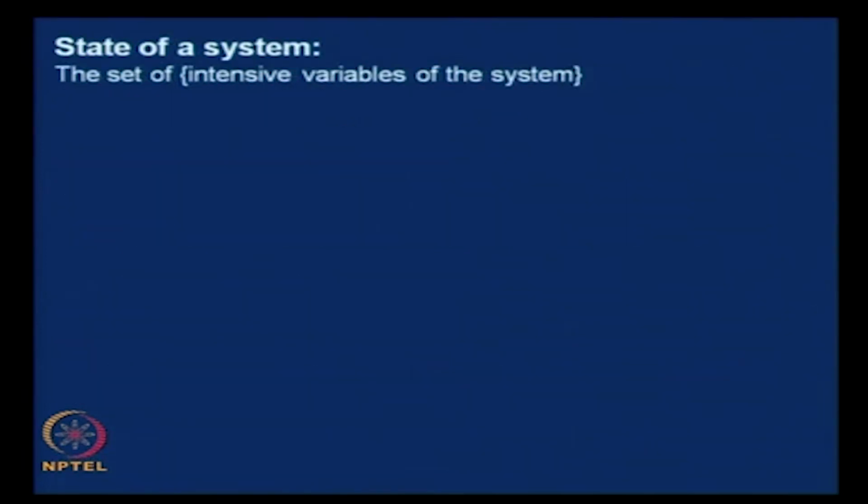The next concept that we will review is the state of the system. The state of the system refers to nothing but a set of intensive variables of the system. For example, a system is at a particular pressure, temperature, volume. That set of properties, pressure of some atmospheres or kPa, some temperature in degrees C, and so on, is called the state of a system.